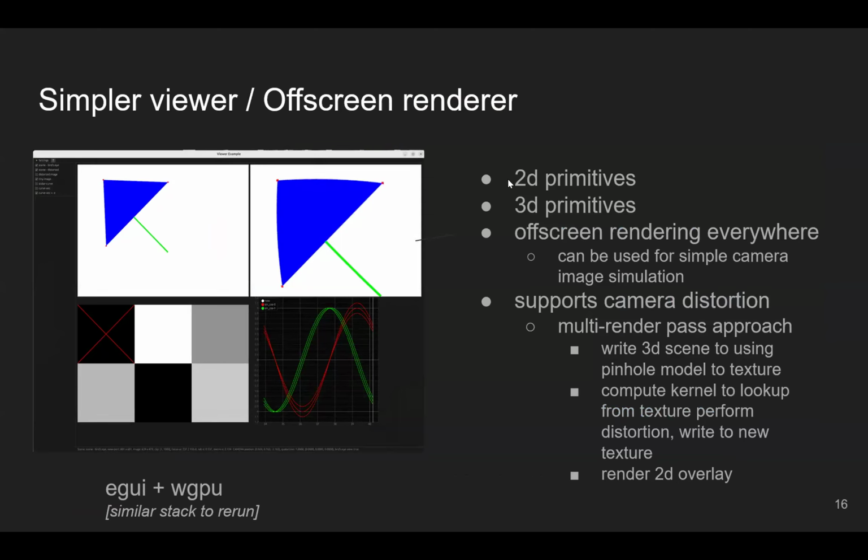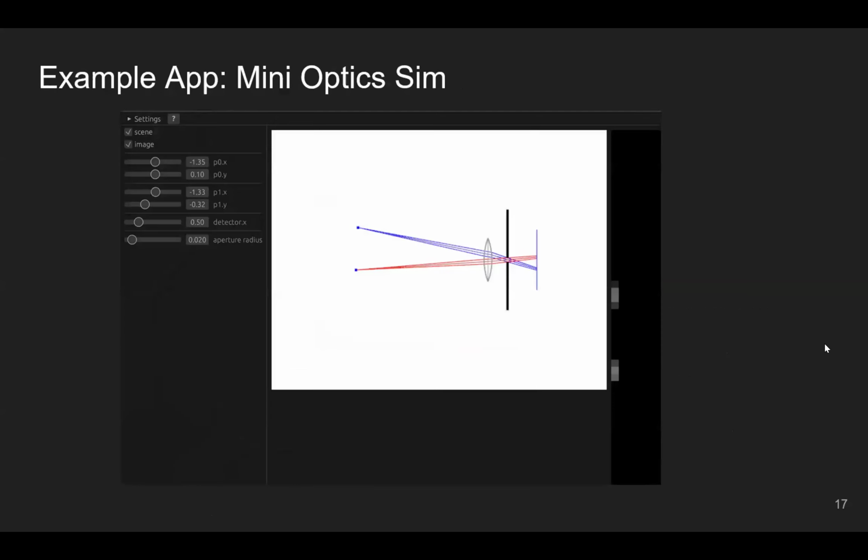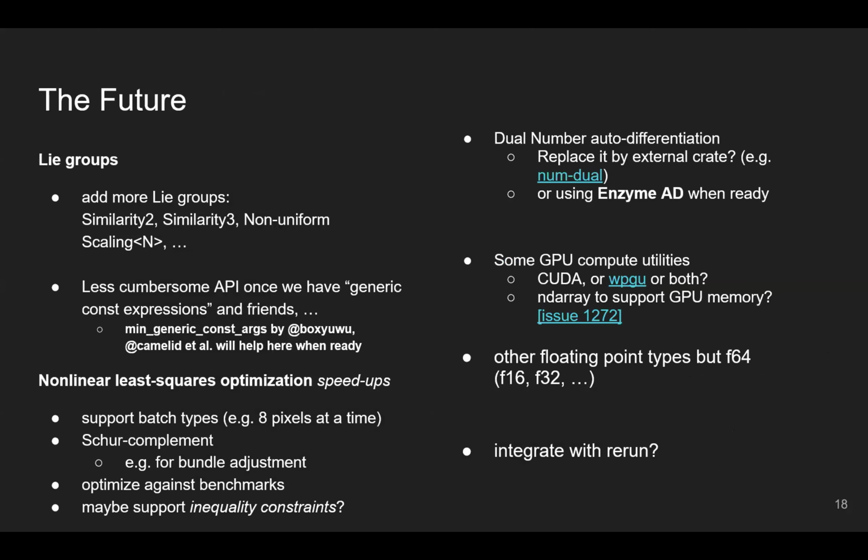It's pretty small and lightweight, so it supports 2D primitives and 3D primitives. One of the core concepts is that everything is off-screen rendering. That means you can also use it for simple camera simulation, right? Because everything you show on the screen, you can also get in a texture and save to disk. And one of the features it has is camera distortion, which uses a multi-render path approach to do so.